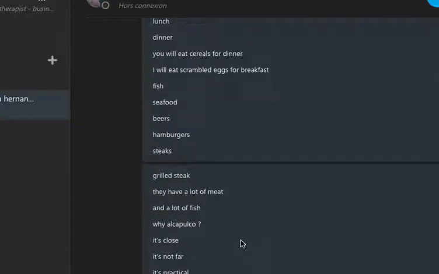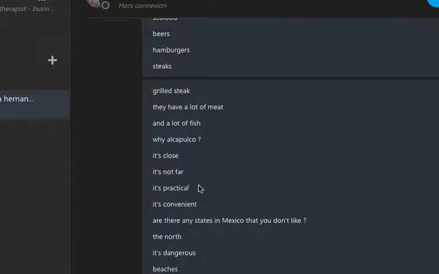So why did you choose Acapulco? Well, it's close. It's not far. It's practical. It's convenient. Are there any states in Mexico that you don't like? Well, essentially the north, because it's dangerous.